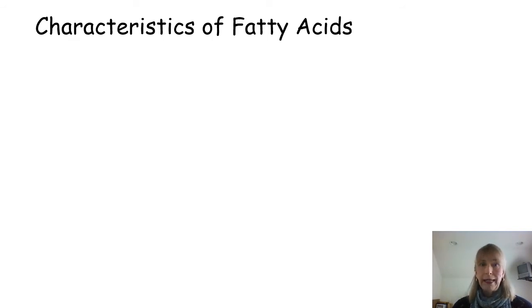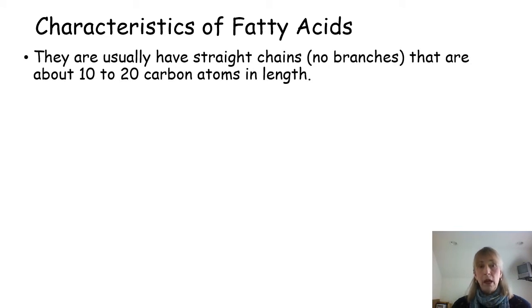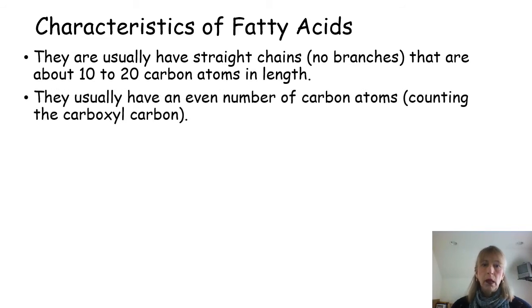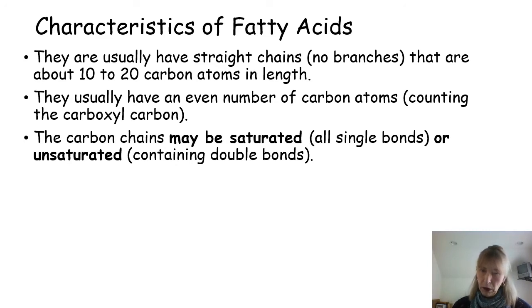All right, continuing with our fatty acid characteristics. What we see with fatty acids is that they are usually straight chains of carbons, no branching, and they're about 10 to 20 atoms in length. They usually have an even number of carbon atoms, and that includes counting the carboxyl carbon. The carbon chains themselves might be saturated. Remember what saturated means? All single bonds, every carbon has its maximum number of hydrogen atoms attached. Or they could be unsaturated. Unsaturated means that they contain double bonds.